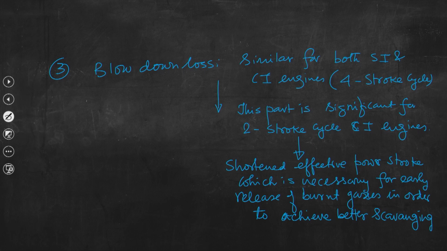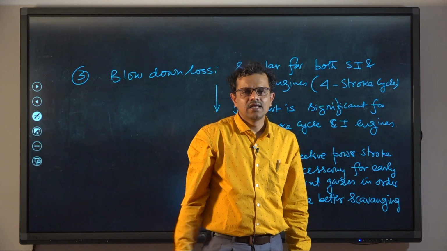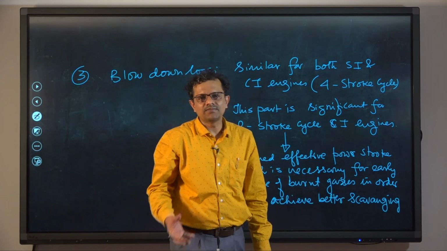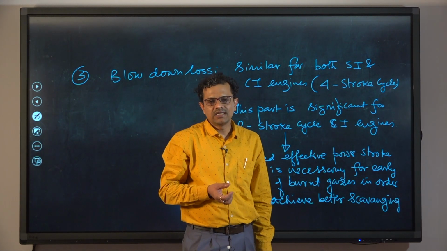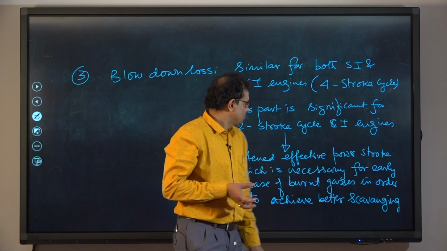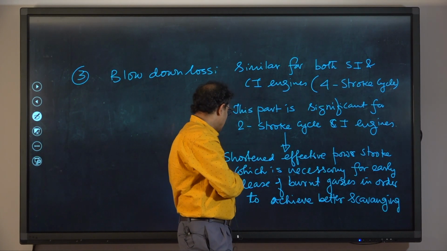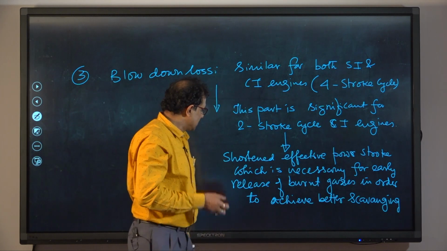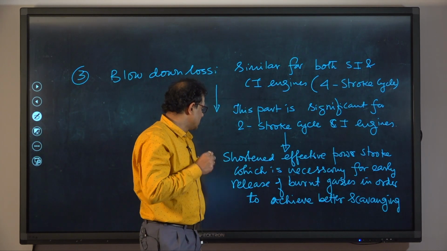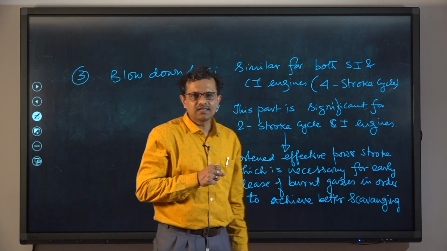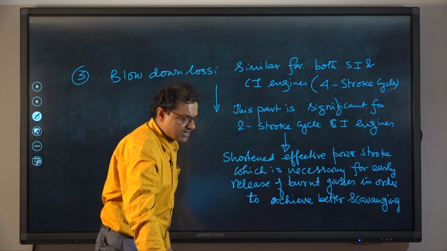So, we know the scavenging is a process wherein combustion gases are automatically allowed to leave the combustion chamber by the introduction of intake or fresh charge. That is why the power stroke is effectively shortened, which is essentially for the early release of burnt gases to achieve better scavenging.